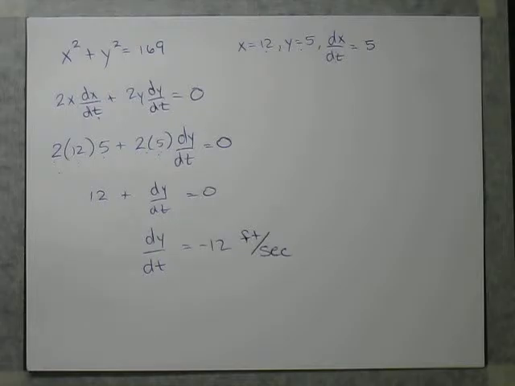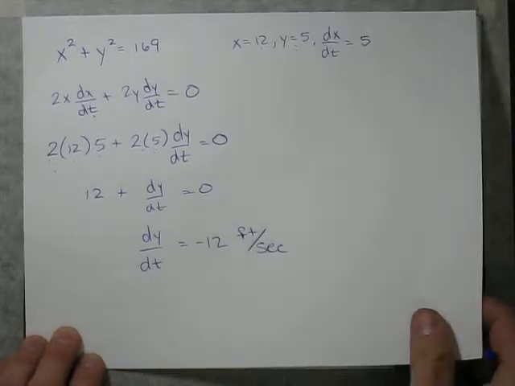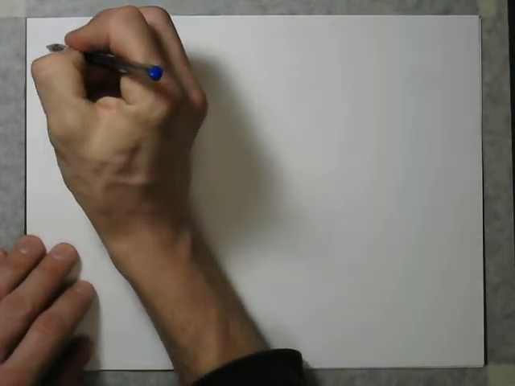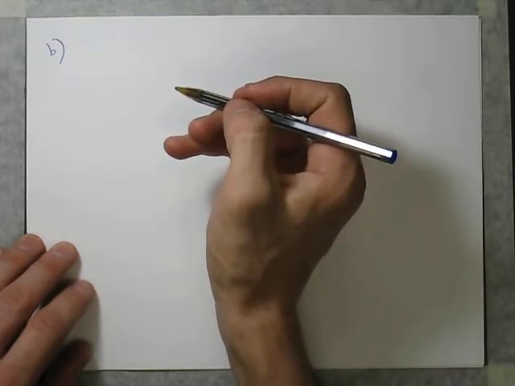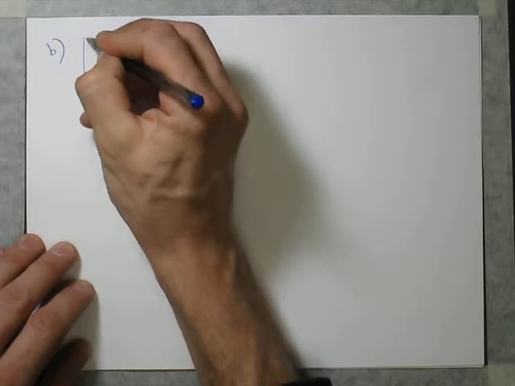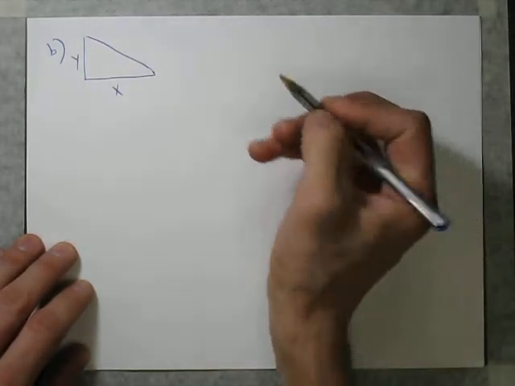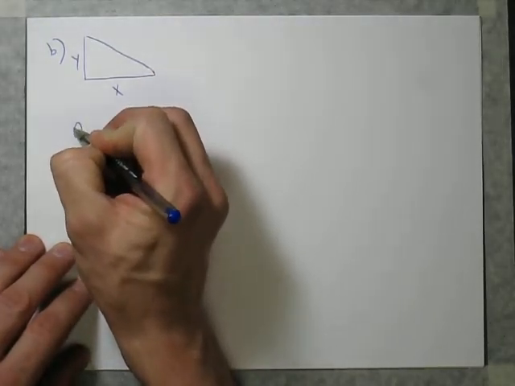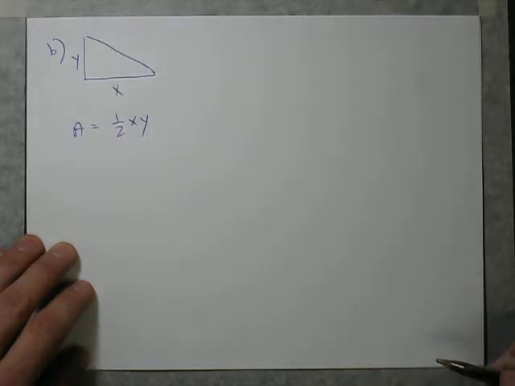All right, so that's just part A. Now part B, oh man, I'm getting exhausted. Part B is we want to find at what rate the area of the triangle is changing. Well, the area of the triangle, let me just draw it here again. Here's our triangle. This is my x, this is my y. What's the area of a triangle? Well, the area of a triangle, A, is equal to 1/2 xy. Isn't that the area of a triangle?